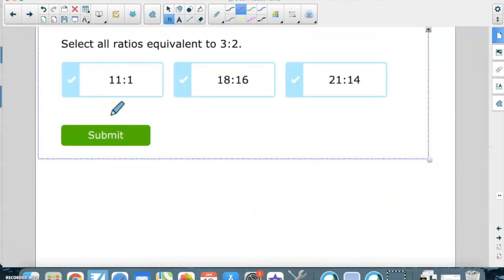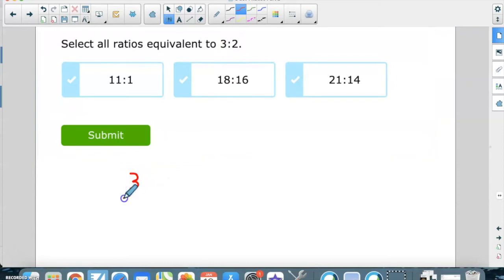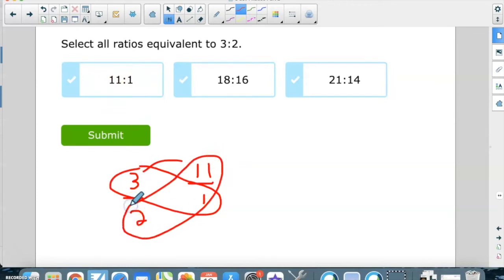All right, so for this one, select all ratios equivalent to 3 over 2. So we can kind of do what we were just doing. So 3 over 2, and then I've got 11 over 1. Okay. The first thing I notice is they're both in simplest form. Can I go from 3 to 11? Nope. 2 to 1? Nope. So this one would not be. You could also do butterfly. 3 times 1 is 3. 11 times 2 is 22. And so they are not equivalent.